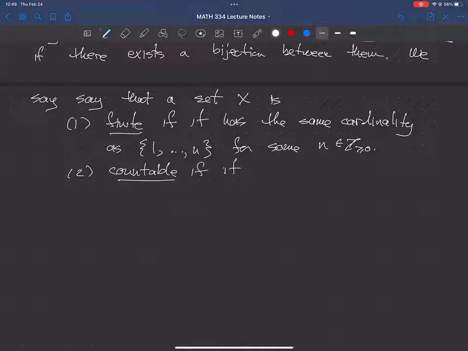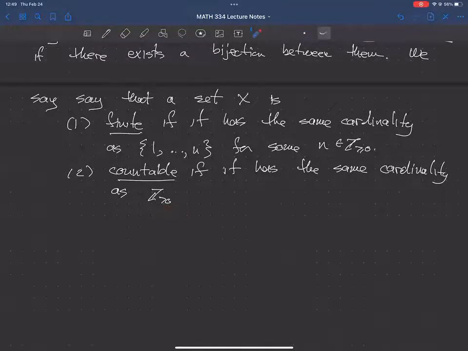If it has the same cardinality as the set of positive integers. Okay, so this means you can count the elements in the set, because what this means is there's a bijection from your set into the set of positive integers, and so you can say what the first element of the set is, the second element of the set, and so on. So you can count the elements.